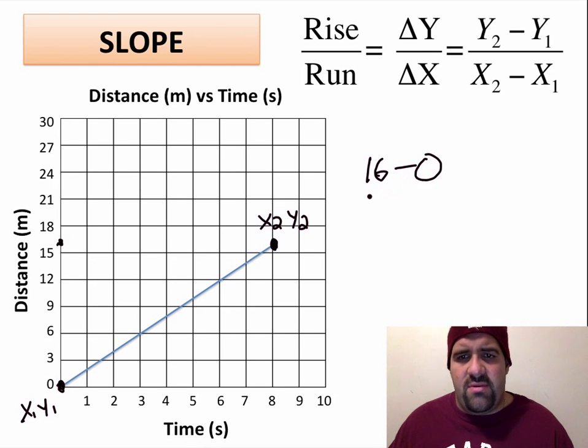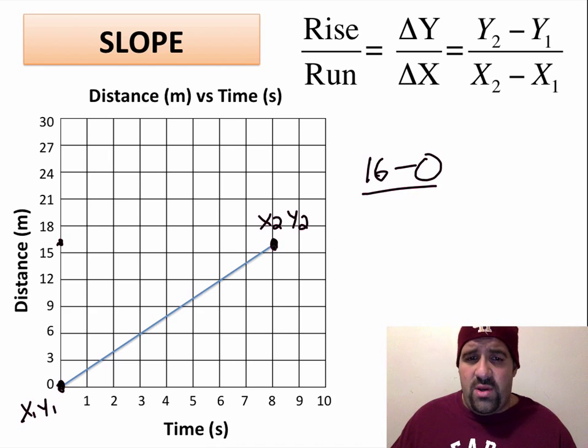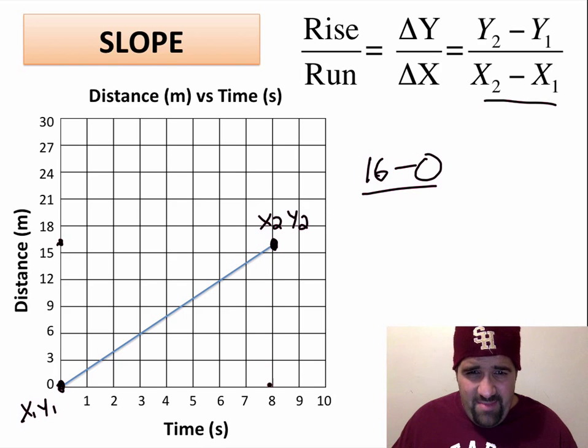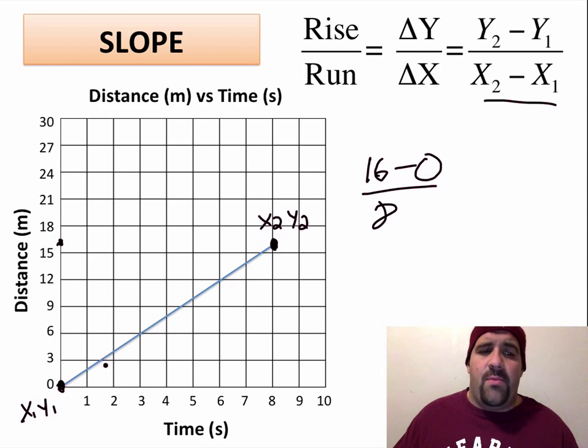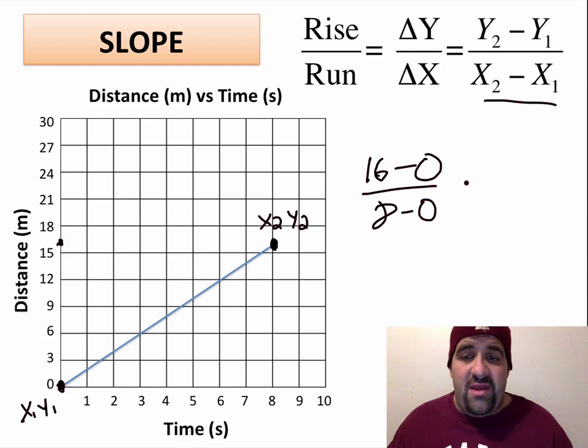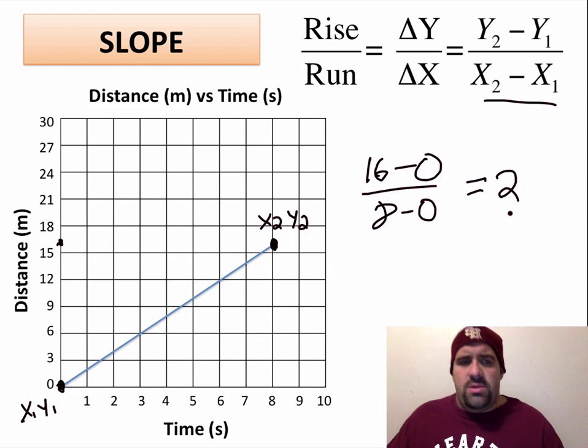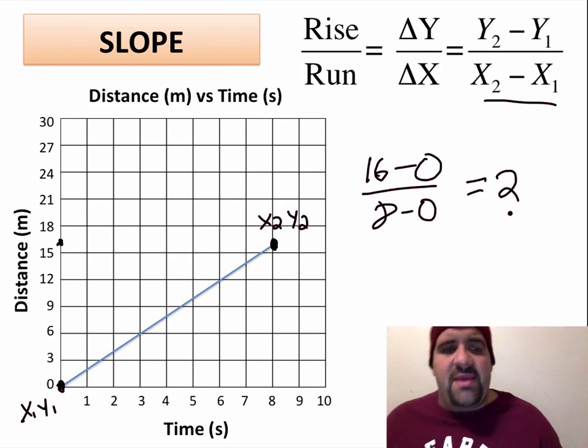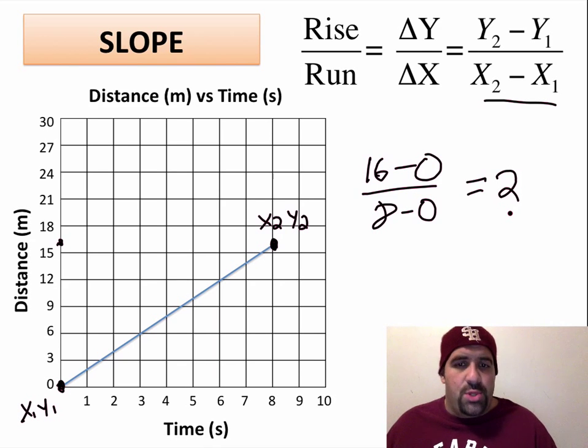16 minus 0. And of course, where's our x2? Well, x2 starts here. x2 minus x1. x2 is here at about 8. So 8, and we start at 0 down here. 8 minus 0. 16 over 8 equals 2. So this line is going to have a slope of about 2. The rise over the run.